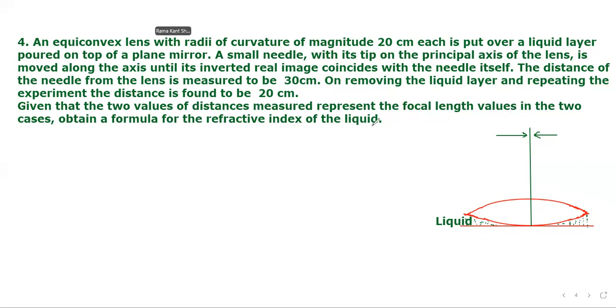Here we have to find out the value of refractive index because numerical values are given for the other elements. So here the equivalent focal length of equiconvex lens and water lens, so the combined focal length.